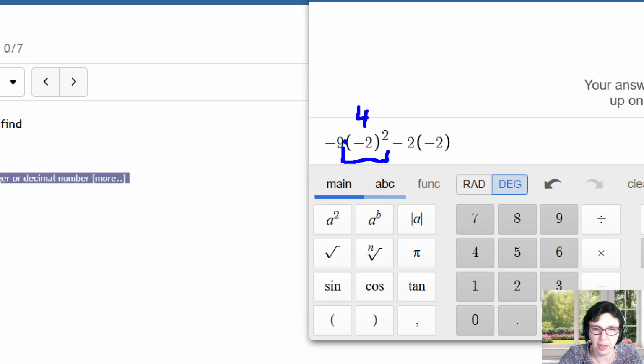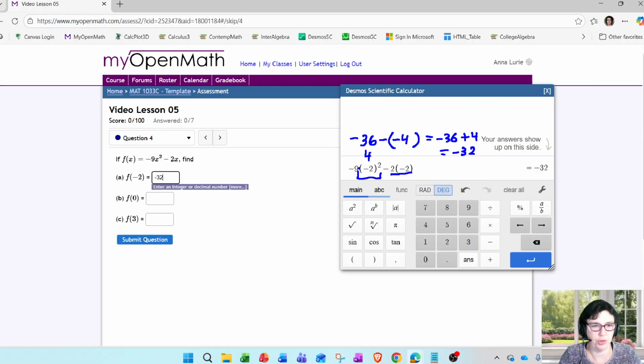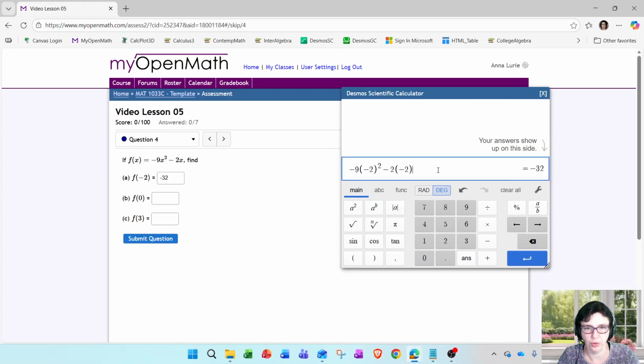Then it multiplied -9 times 4, and it got -36. Over here, it's 2 multiplied by -2. That answer is negative, so that's going to be -4, and then you subtract -4. When you subtract a negative, that's a plus. So this is really the same thing as -36 plus 4, and that's how it got -32. Isn't Desmos just wonderful?